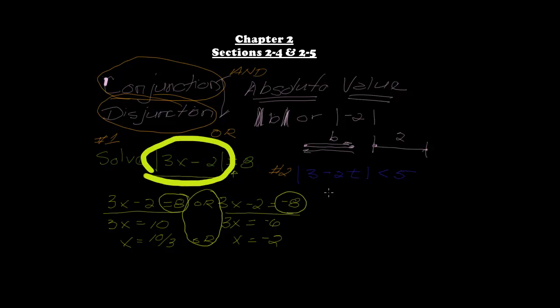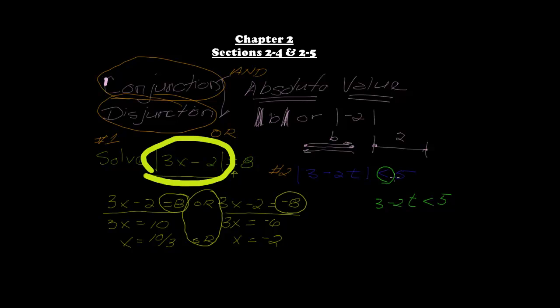Now, let's look at this other one. This is number 2. Look carefully, you'll see that this is an inequality. It's an inequality, not an equality. So how are we going to handle this? This means that 3 minus 2t could be less than 5. But it could also be, how do we find the other side of that?